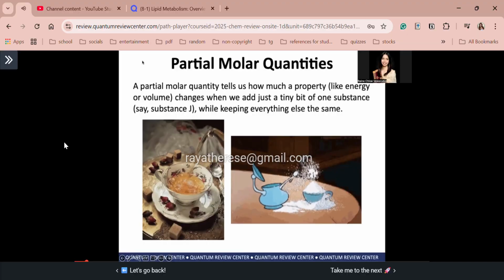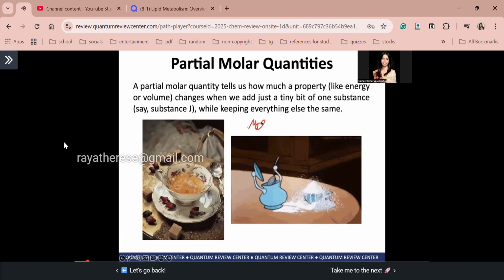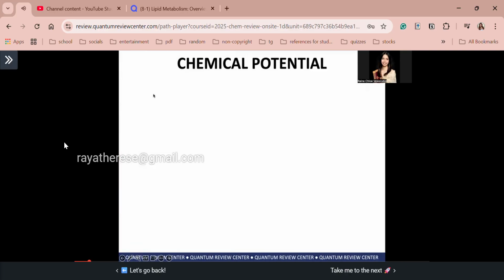So we can define chemical potential as mu J. This mu J is the amount by which a system's energy changes when you add a tiny amount of substance J. So we describe how a system's energy will change as we add substance J while keeping temperature, pressure, and other variables constant. So guys, we are adding an amount of a component, so we are varying composition while keeping temperature and pressure constant.